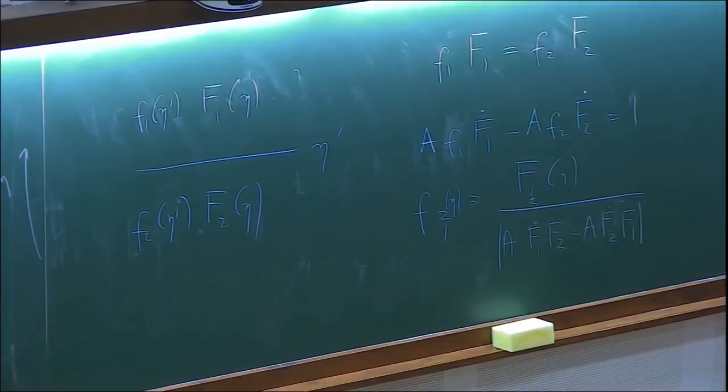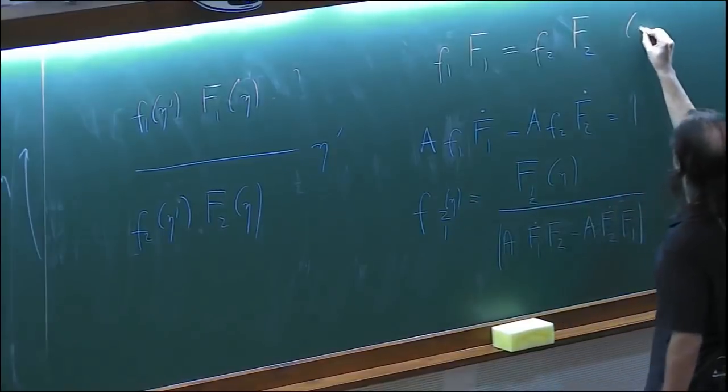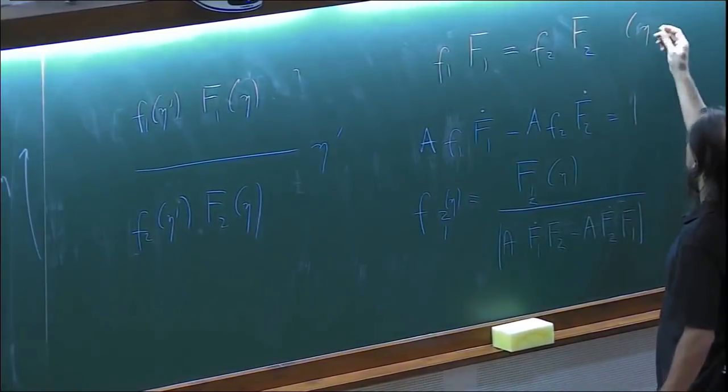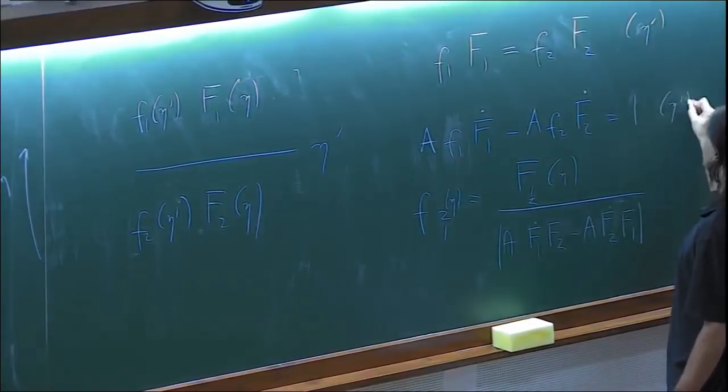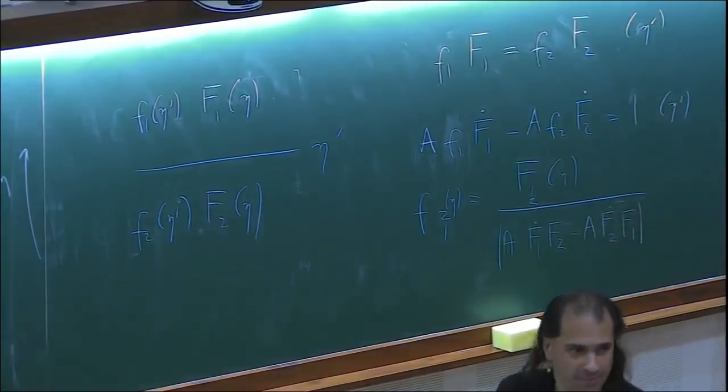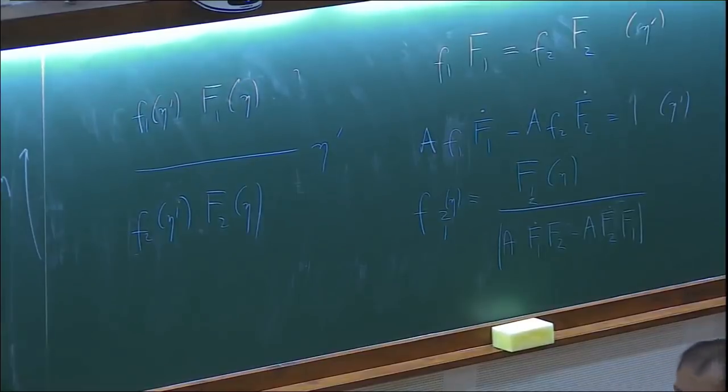Sorry? Yes, this is all at the eta. This is all at eta. This is all at the eta prime. Okay. This is all at the jump. Yes. Oh, I'm sorry. That's because I forgot to put the d eta. That was part of the equation of motion. Sorry about that. Thank you.